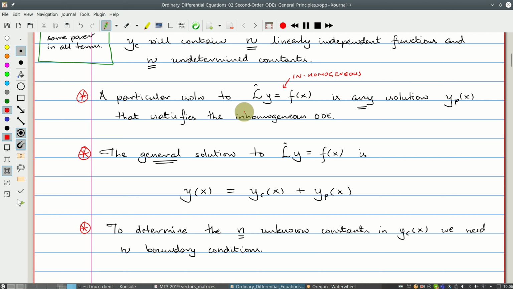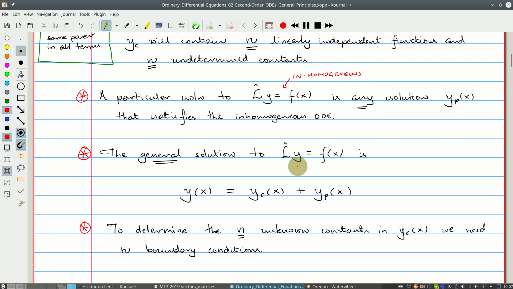Now a particular solution to the inhomogeneous equation: if you have f(x) present in the equation, it's called inhomogeneous because now y doesn't appear on the right hand side, so this equation is not homogeneous in y. It doesn't have the same power of y in all terms. So a particular solution to the inhomogeneous equation is any solution y_p(x) that satisfies the inhomogeneous equation. Any solution will do here. Remember, at this point we haven't talked about boundary conditions at all. All we are looking for are solutions to this mathematical equation irrespective of the boundary conditions.